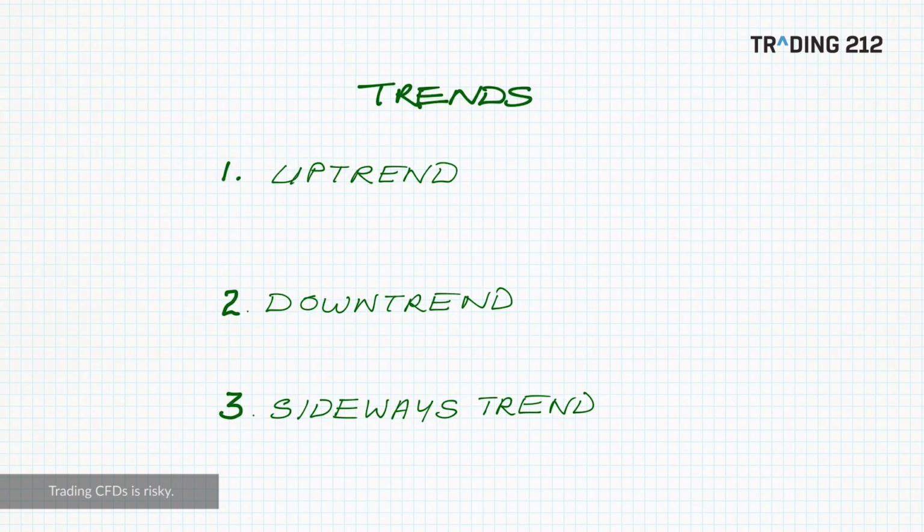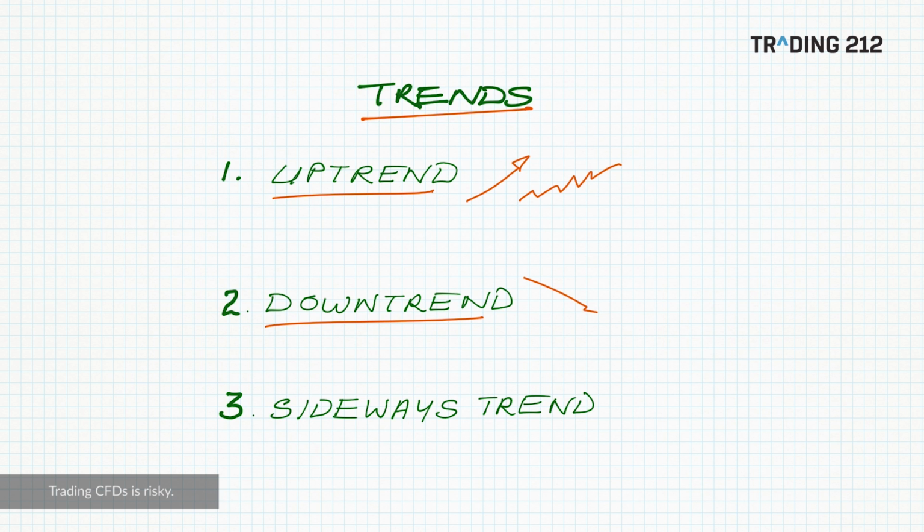We have three types of trend. We have an uptrend where the overall direction of the market is upward and the actual movement might be something a bit more like this. And then we have a downtrend where the overall direction of the market is downwards and the actual movement of the market might be a little bit more like this. And then we have a sideways trend, which is also called a ranging market. And that's where the price tends to be bounded above and below by consistent levels of support and resistance so that the overall direction is sideways.